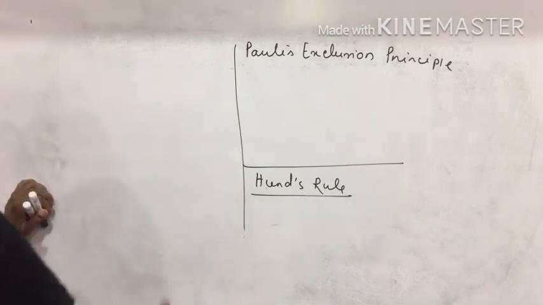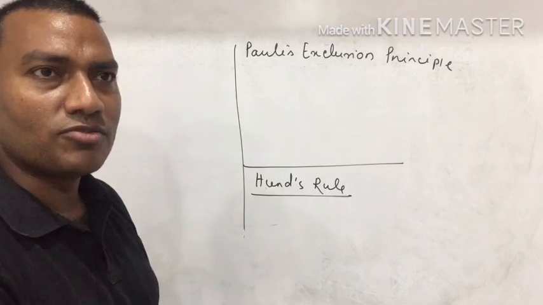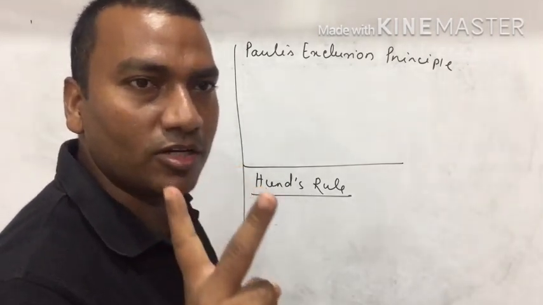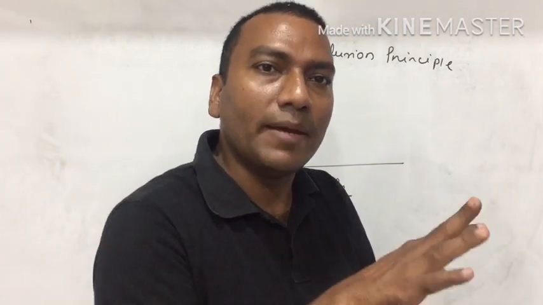Then next is Pauli's exclusion principle. Pauli's exclusion principle is what? Each orbital contains how many electrons? 2 electrons. Pauli said that the spins of the 2 electrons are never equal.